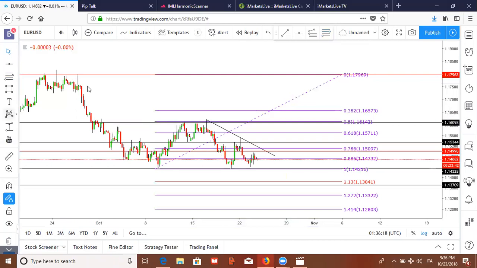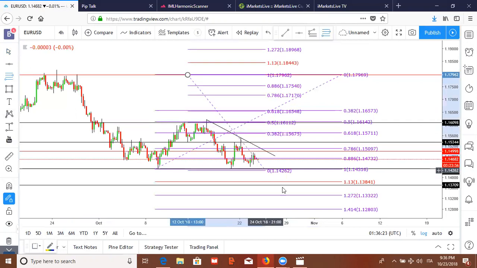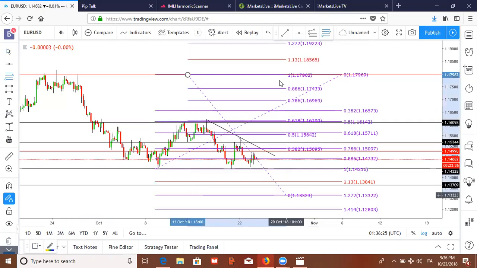And then let me take my field from the completion of this, where I'm going to say complete at the 1272 level, because I don't know yet. I'm looking for that 78.6 completion. So it'll look like this for the Cypher pattern.